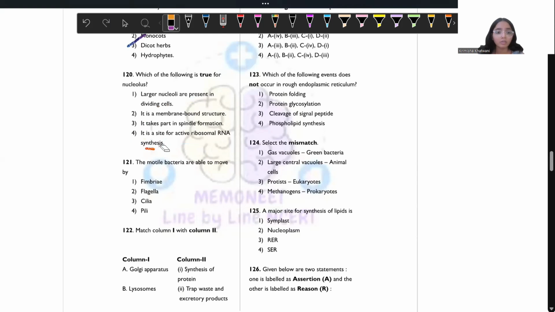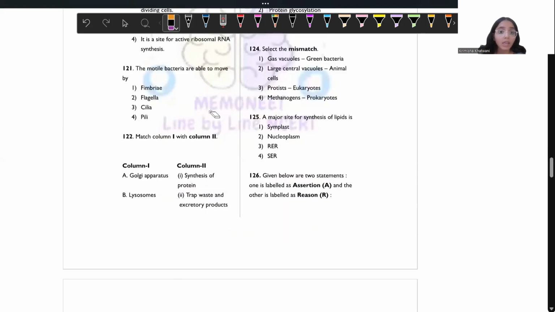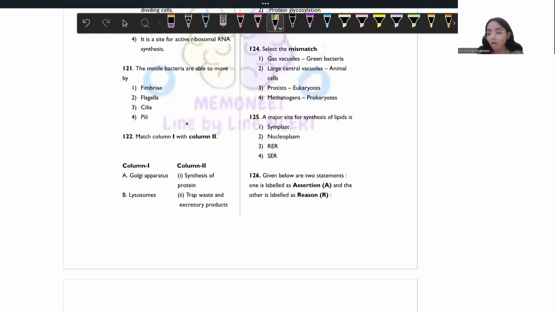Understood? Now let us see 121 question. What does it say? The motile bacteria are able to move because of the most simplest question ever existing in this question paper is flagellum. Sorry, 121. An answer is flagella or flagellum. Flagellum is singular, flagella is plural. Now next question. This is also very easy.